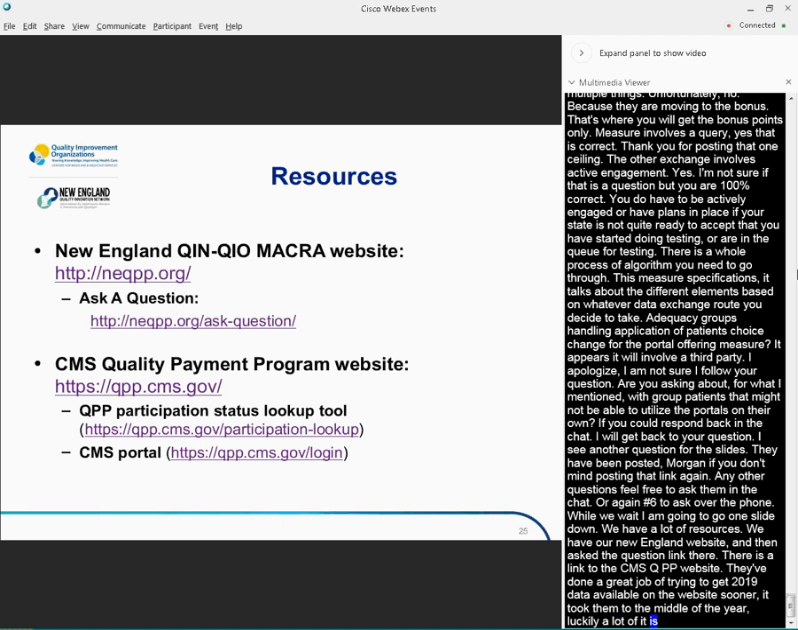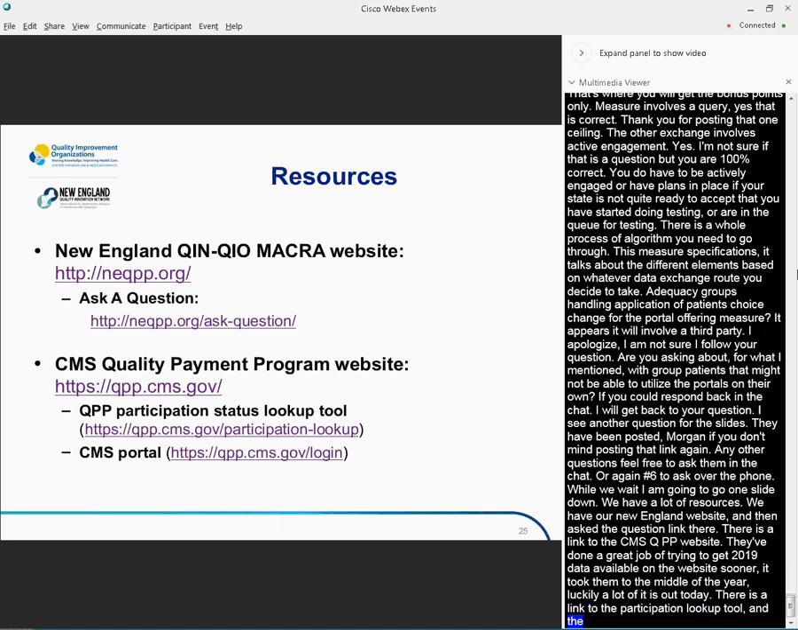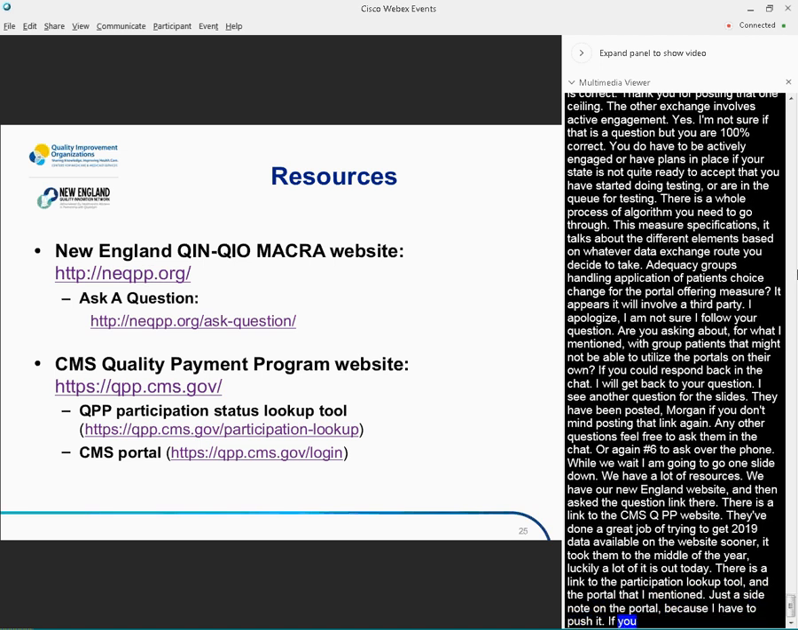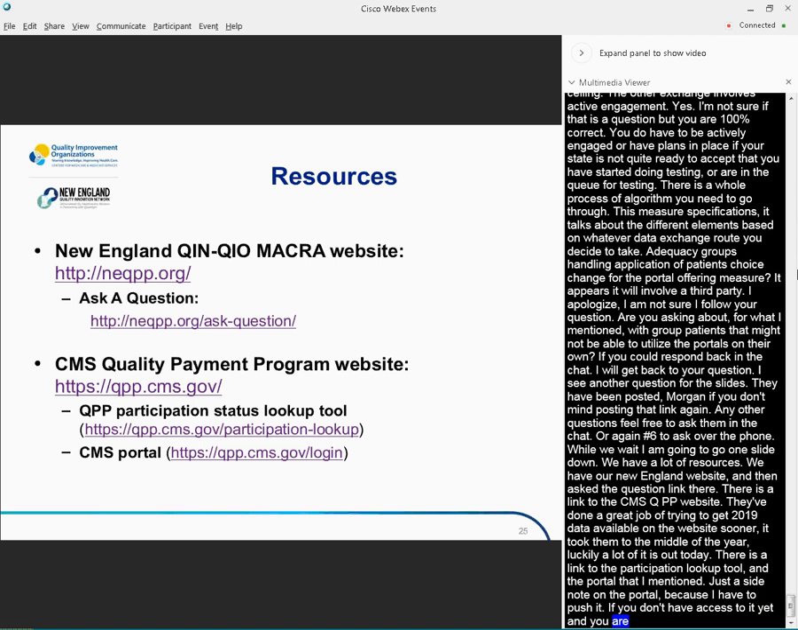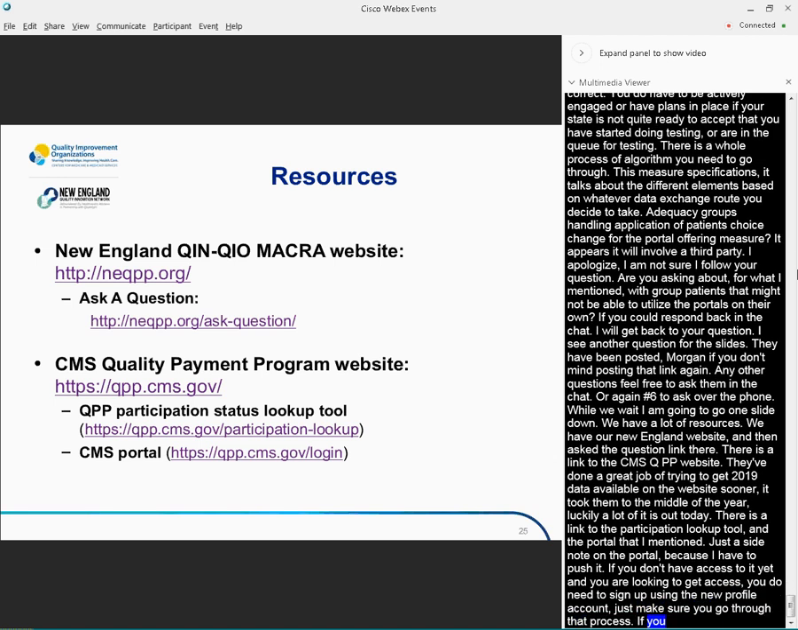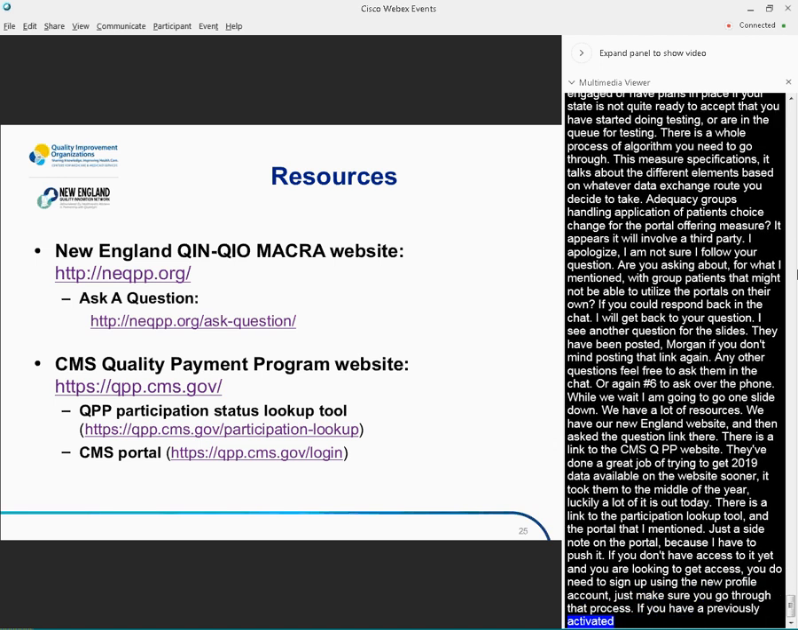There's a link to the participation status lookup tool and the portal that I mentioned. Just a side note on the portal, because I have to push it. If you don't have access to the portal yet and you're looking to get access, you do need to sign up using the new HARP account. That's the HICS Access Role and Provider Profiles account. Just make sure you go through that process. If you had a previously activated EIDM account, you would just use your same login information and log in that way.